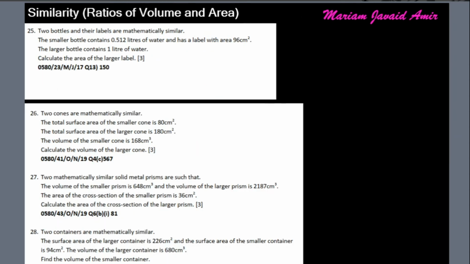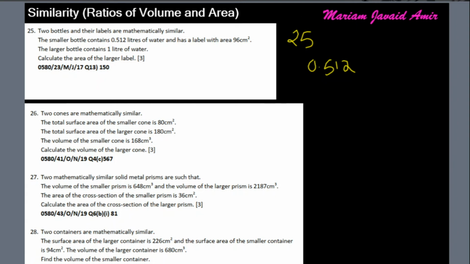Question 25. Two bottles and the labels are mathematically similar. The smaller bottle contains 0.512 liters of water and has a label with area 96 centimeters square. The larger bottle contains 1 liter of water. Calculate the area of the larger label.